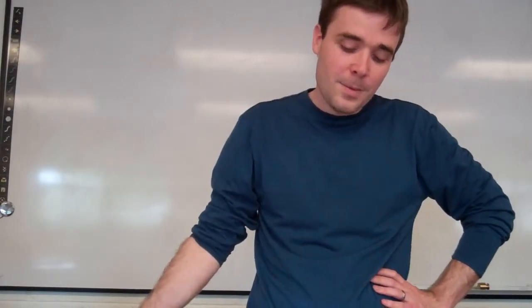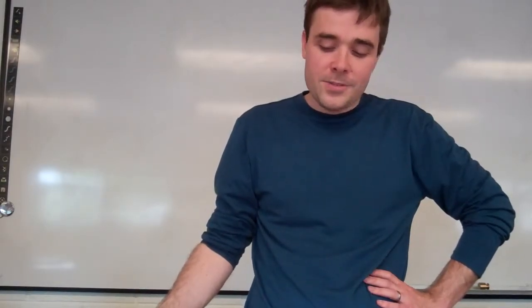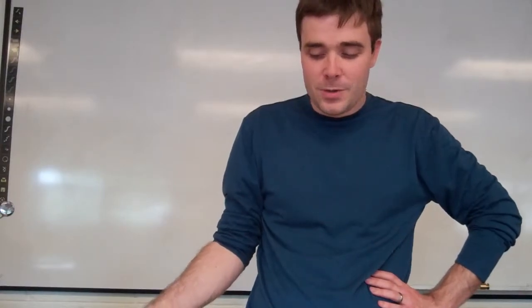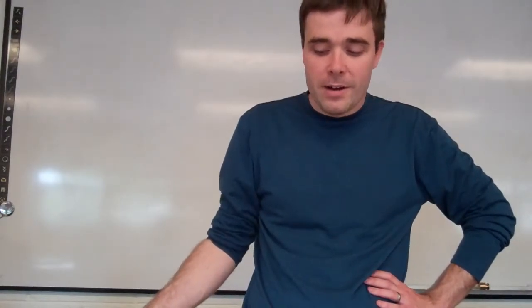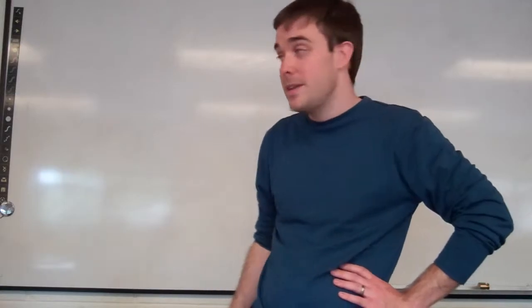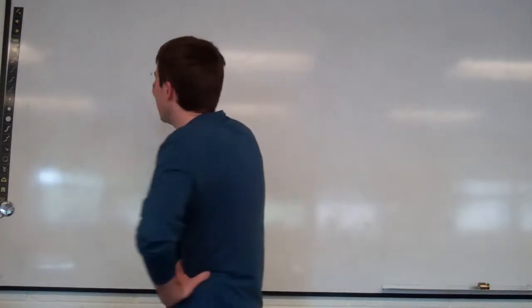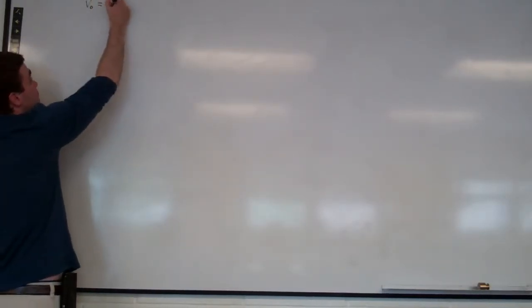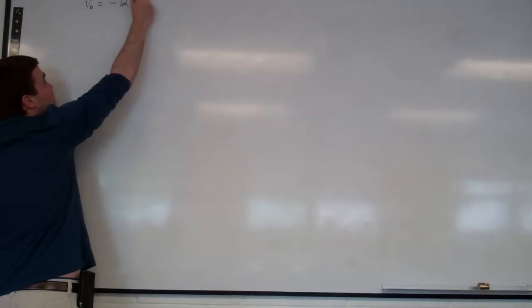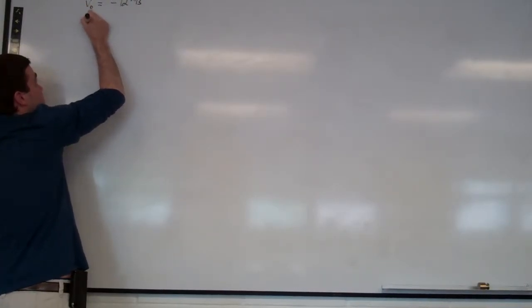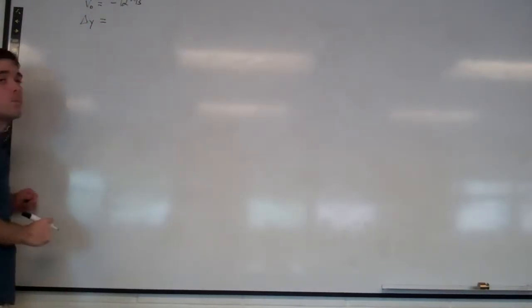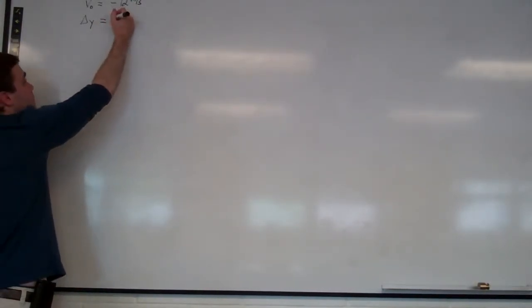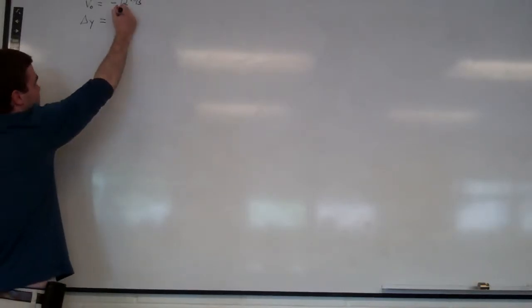Alright, number 4. A rock is thrown downward from the top of a cliff with an initial speed of 12 meters per second. If the rock hits the ground after 2.7 seconds, what is the height of the cliff? Alright, what's the initial velocity of the rock? 12. Negative 12. Why negative 12? Down. What's delta y? We don't know delta y.